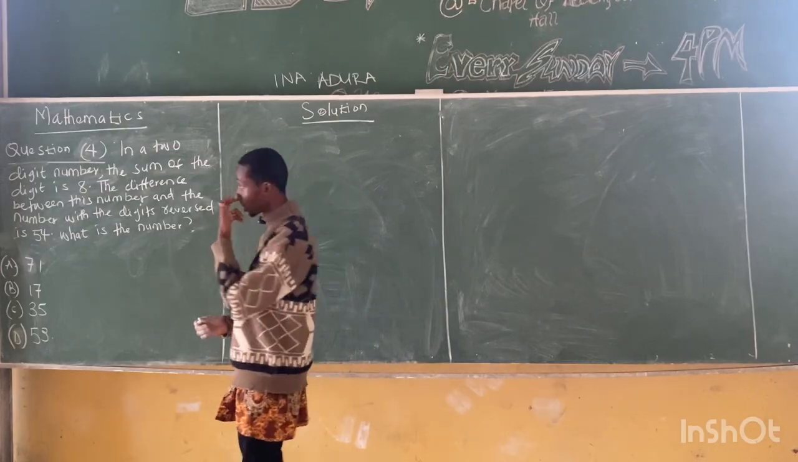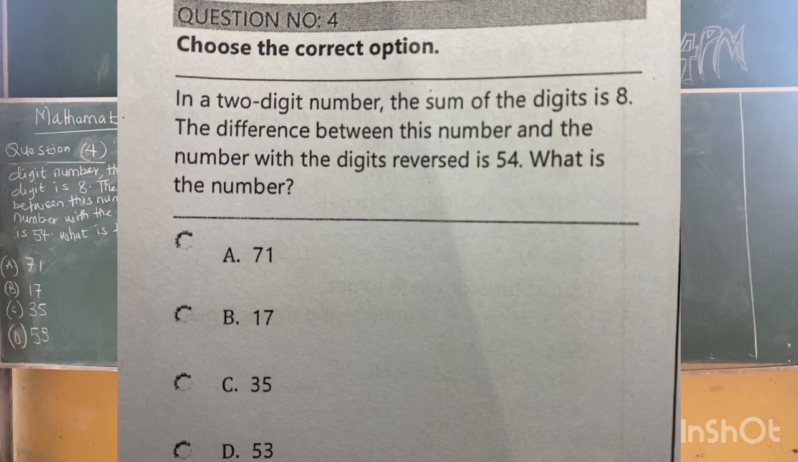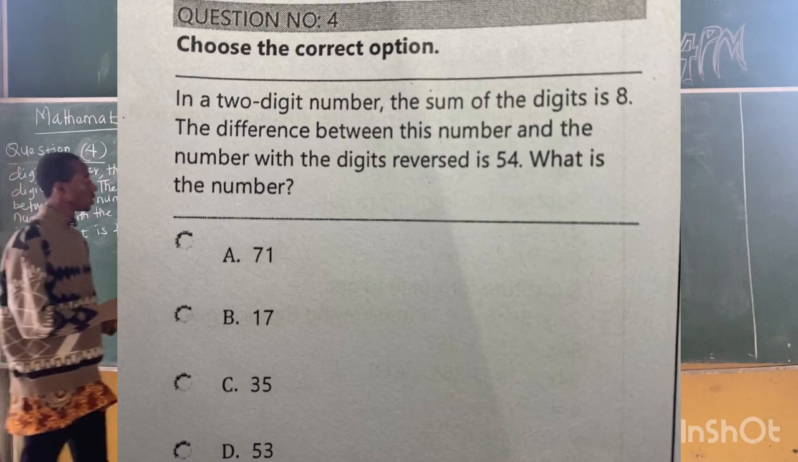Question 4 says, in a 2-digit number, the sum of the digits is 8. The difference between this number and the number with the digits reversed is 54. What is the number? The first option here says 71. The second option, 17. Option C, 35. And option D, 53.